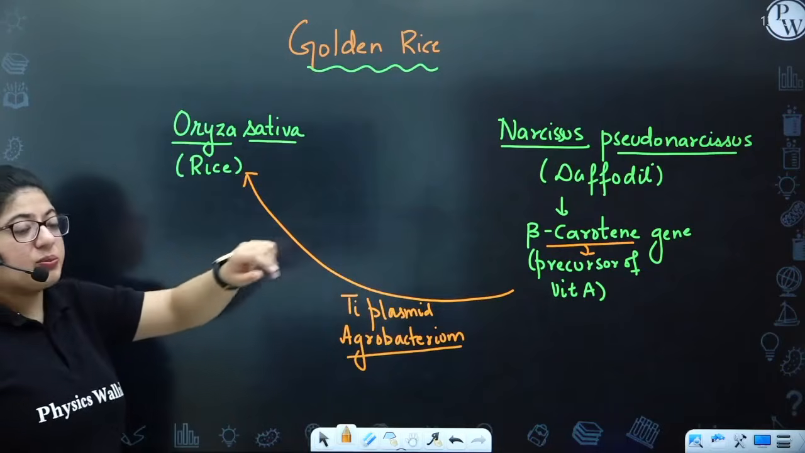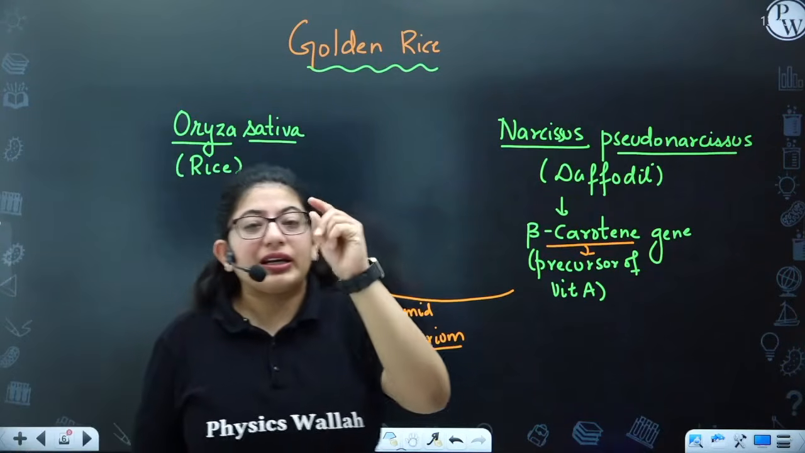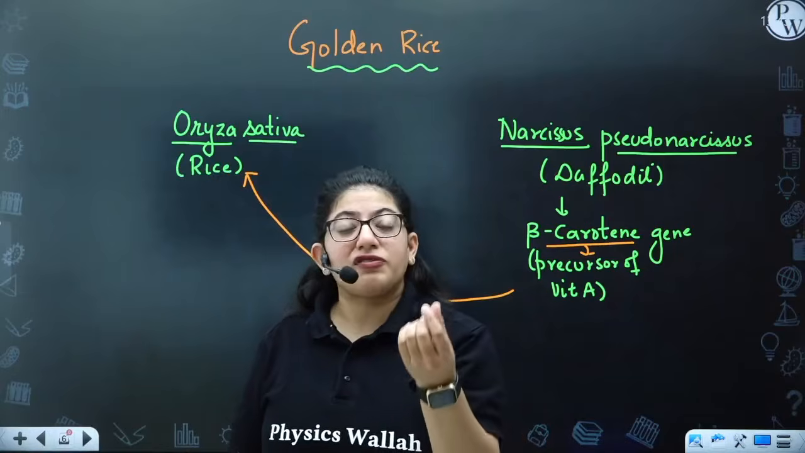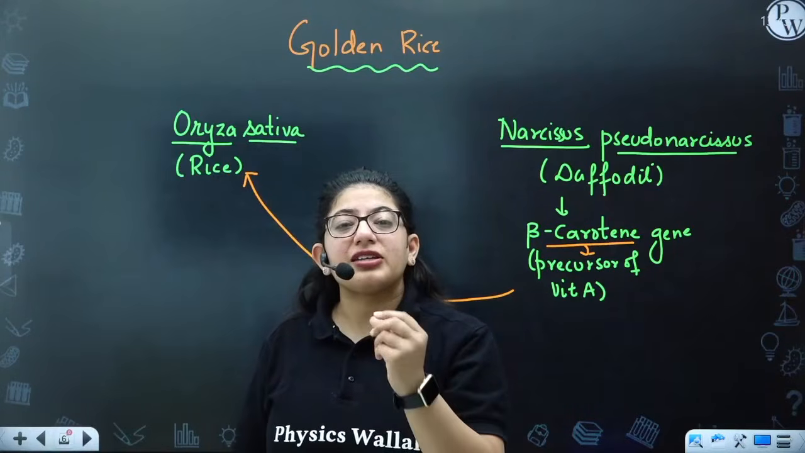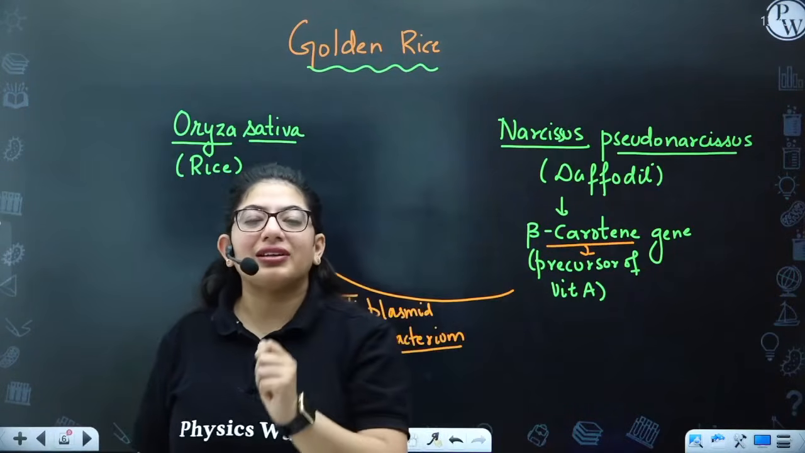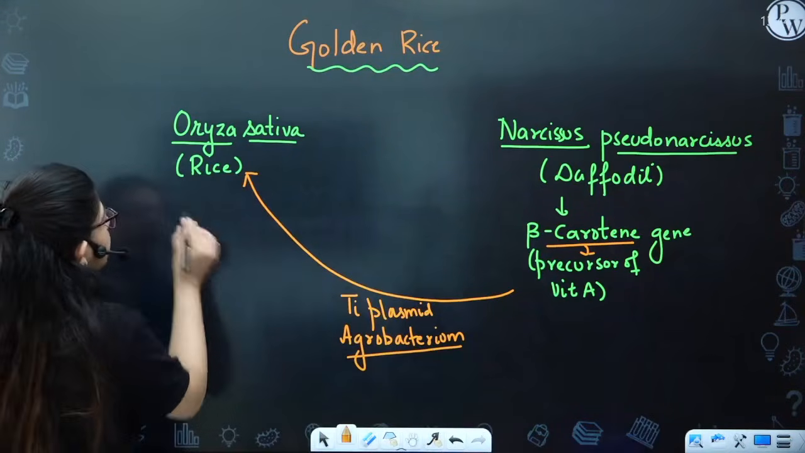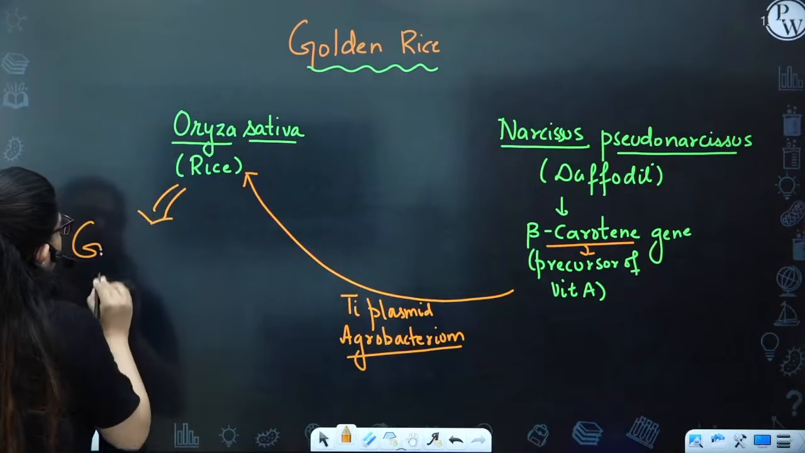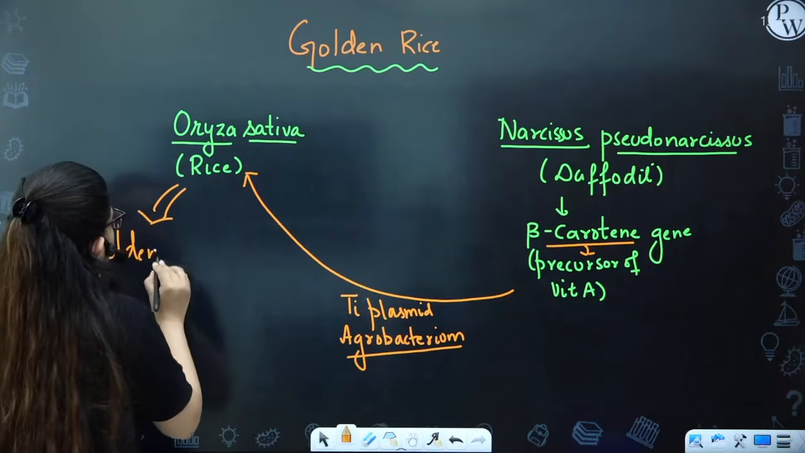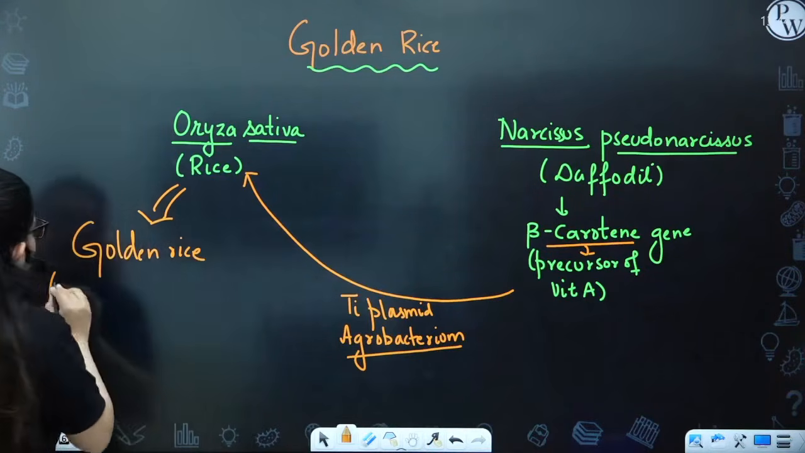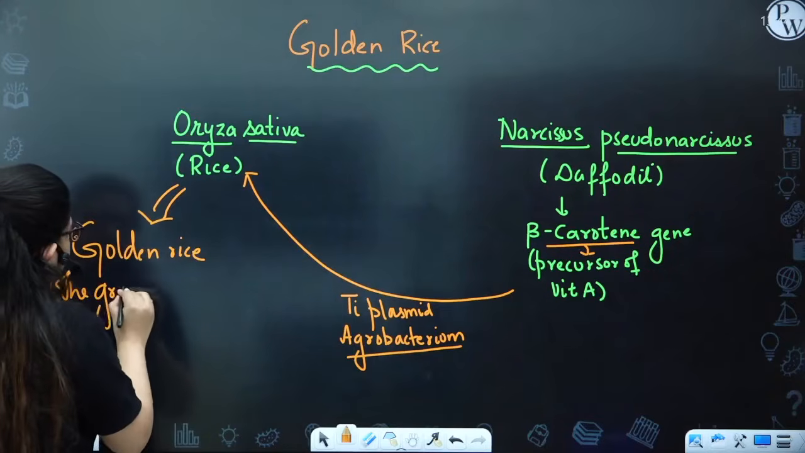Now, since it is the beta carotene gene, and you have genetically modified it, the grains of this rice appear golden in color. That's why you call it golden rice. So now Oryza sativa has this gene, and this will become golden rice. Why do you call it golden rice? The grains are golden in color.